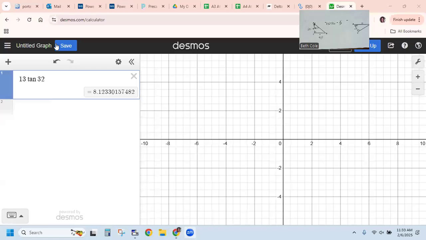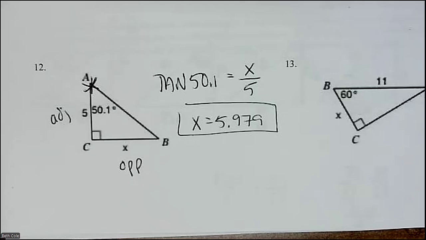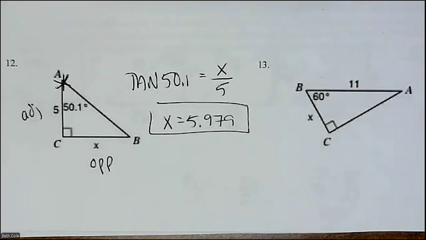So it's going to be 5 tangent 50.1. I hate having to go back and forth with this calculator, but I am really happy you guys get Desmos. 5.979. Truncating is great because you don't have to worry about rounding those 9s. It would be a mess.